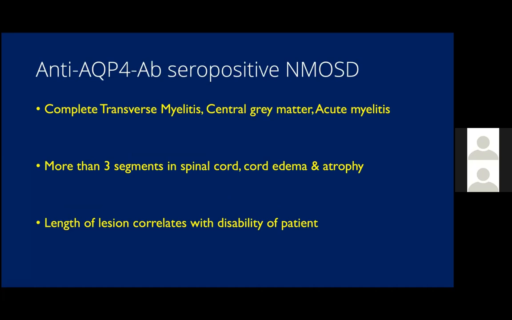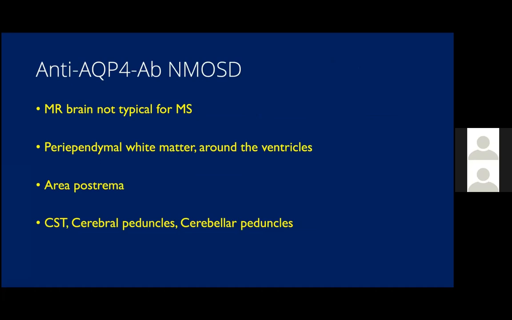In the spinal cord, they can present with transverse myelitis or acute myelitis, and by definition they should involve more than 3 segments of the spinal cord. They can lead to cord edema and, subsequently, cord atrophy over time. And the length of the lesion correlates with the disability of the patient.